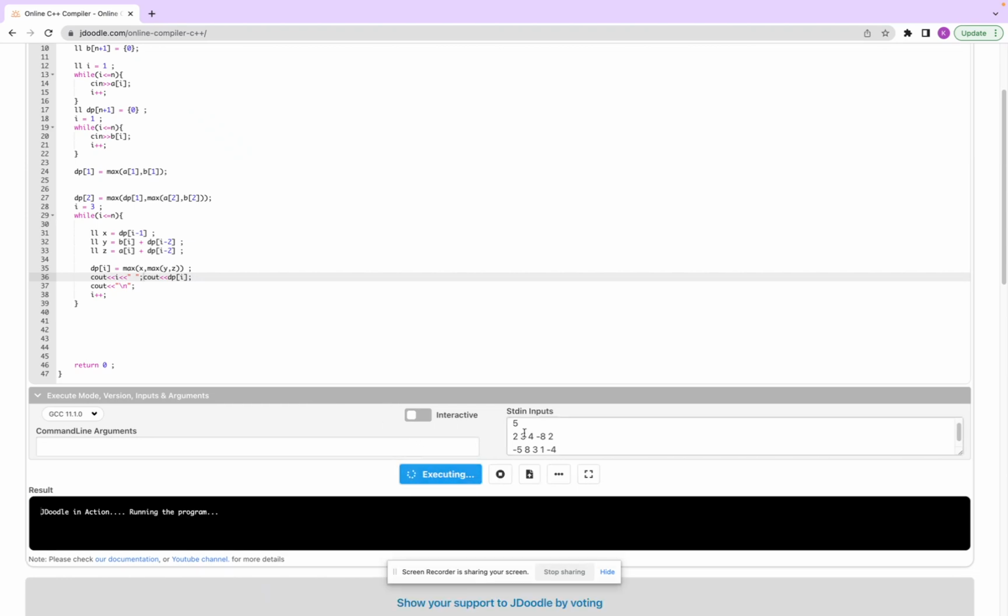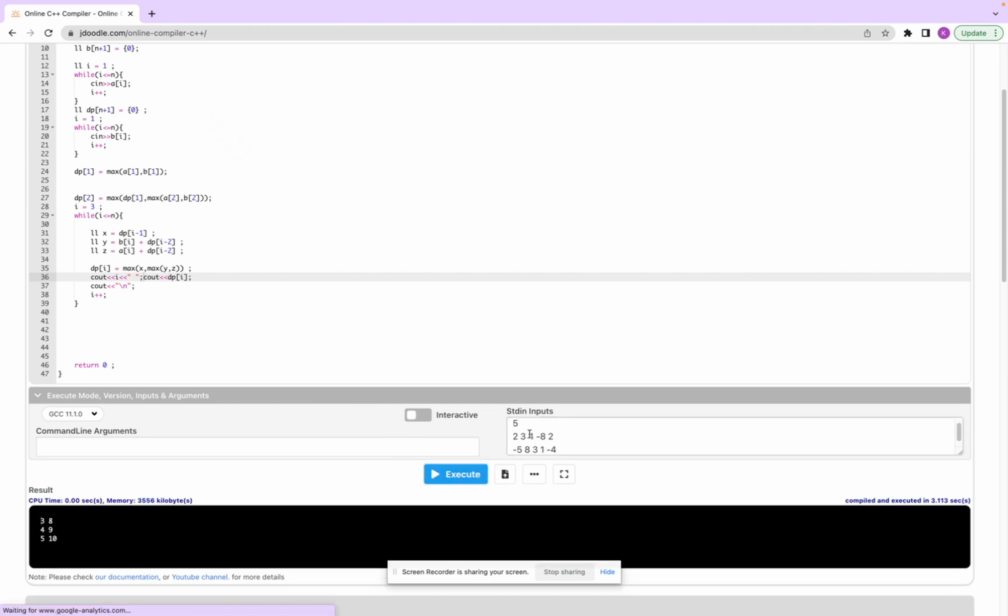At index 3, they say the answer is 8, at index 4 the answer is 9, and at index 5 the answer is 10. So guys, the answer is 10. The maximum subset from both these arrays, if you don't include any adjacent numbers, is 10. So it's dp of n. Let me just print that out.